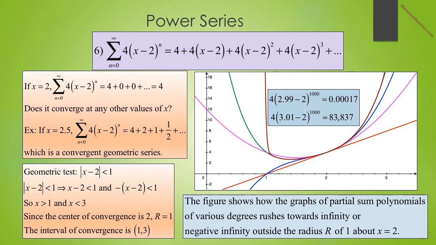However, when our value of x is just outside the interval of convergence at 3.01, the term we are adding is 4 times the quantity 3.01 minus 2 raised to the thousandth, and that's 83,837. So it's clear that we're adding huge terms and this will diverge. So the line at x equal to 3 is a very, very fine line.